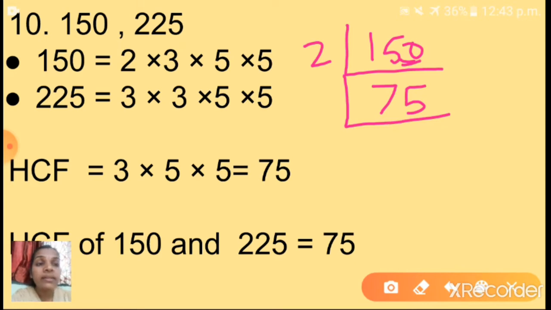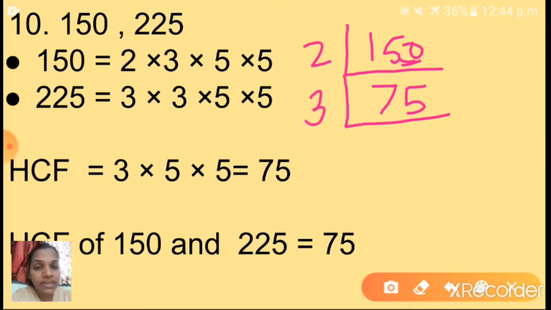Okay, but will this 75 come in 3's table, or what? We have to check. For that you have to use the divisibility test for 3. Can you say, this 75, you have to add the 2 digits, 7 plus 5. 7 plus 5 is equal to, yes, 12. 12 will come in 3's table. So this 75 also we can completely divide by 3. Understood, children? Yes, 3. Okay.